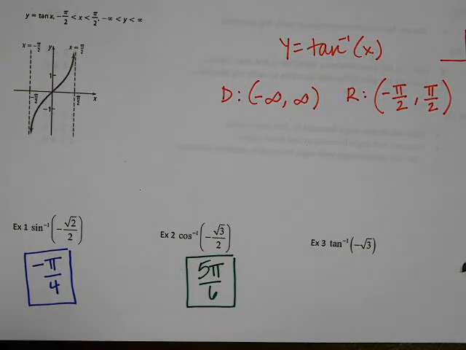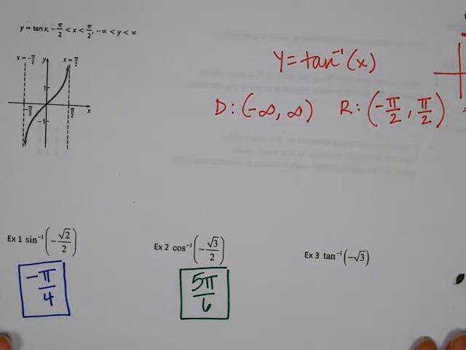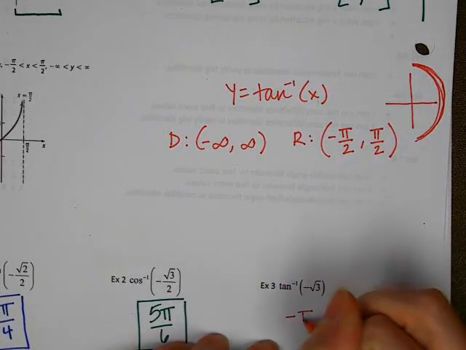Okay, and then example 3, at what angle is tangent negative root 3? And we need our answer to be in the first or fourth within this range. So tangent is root 3 at pi over 3. So it's going to be negative pi over 3.